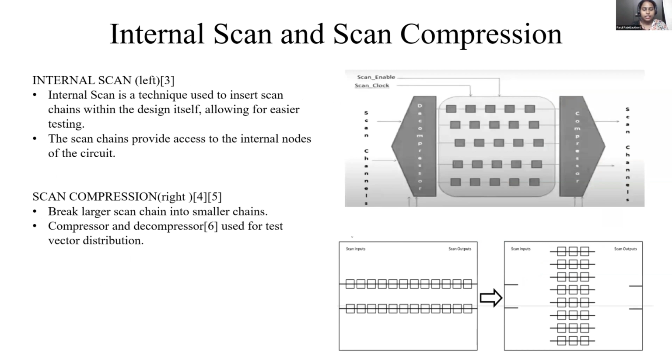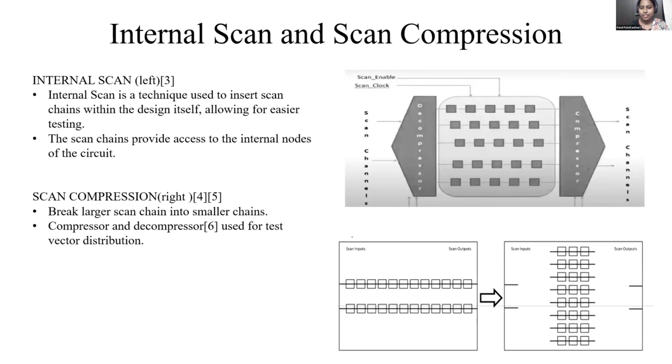Internal scan is basically making scan chains out of scan flops, and whatever we get, we test from those scan chains. But a basic design has more than 20,000 flip-flops or sequential circuits. So if we test in this way, making one chain and testing, think of the time taken for just a basic design, like 20,000 clock cycles. That's not a good idea.